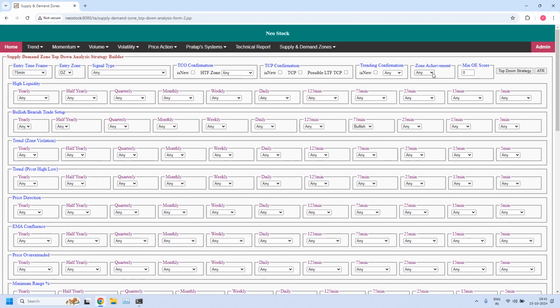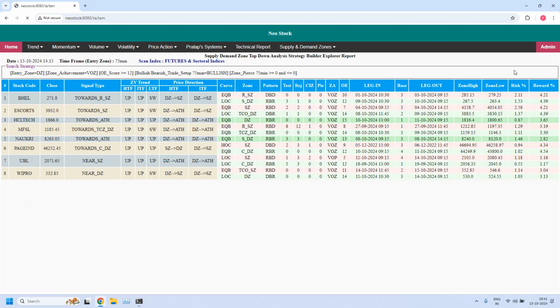And the zone achievement violated opposing zone, minimum odd enhancer score is 12. All the three filters are applied to 75 minutes demand zone. So 8 stocks are filtered. These 8 stocks are currently supporting bullish trade setup for weekly income trade. That is entry time frame 75 minutes.